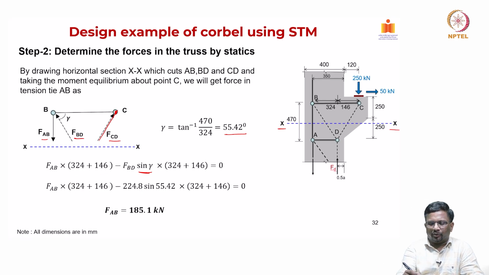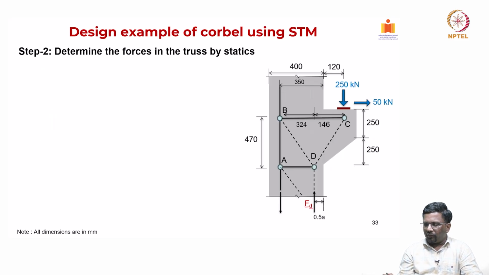So you expose the internal forces and you take moment about any point in such a way that you reduce as many unknown quantities as possible, because FCD is going through C. So I need to deal only in terms of FAB and FBD. So using that simple method of section, now we found out the force in the tension tie AB as well. So we got all the forces, right.